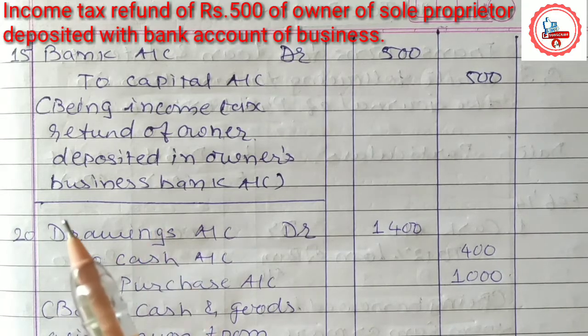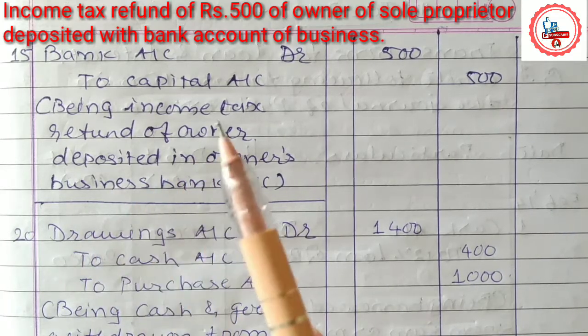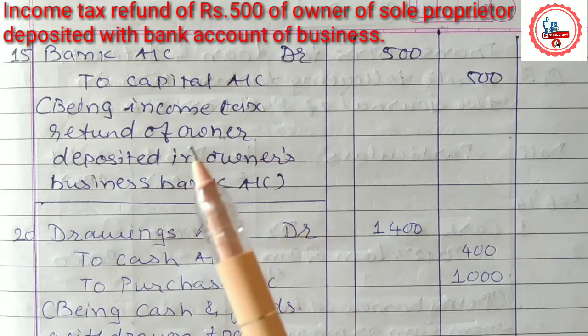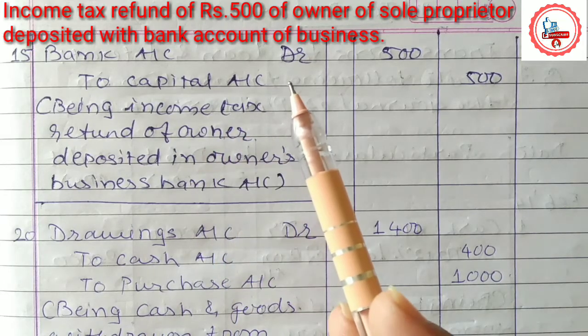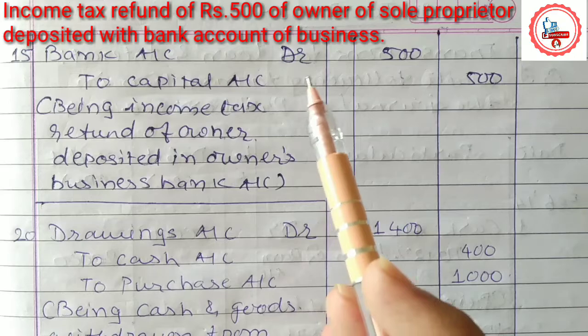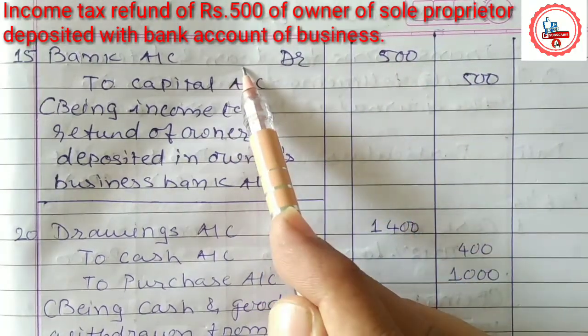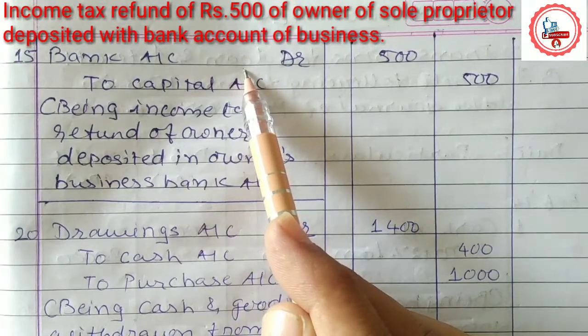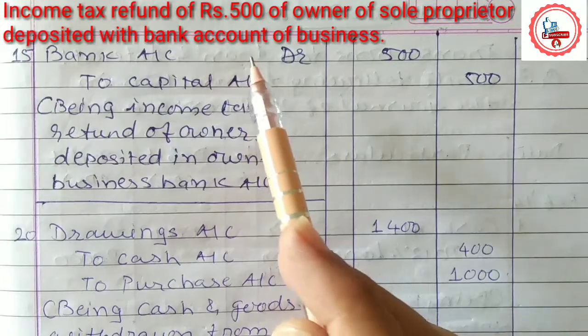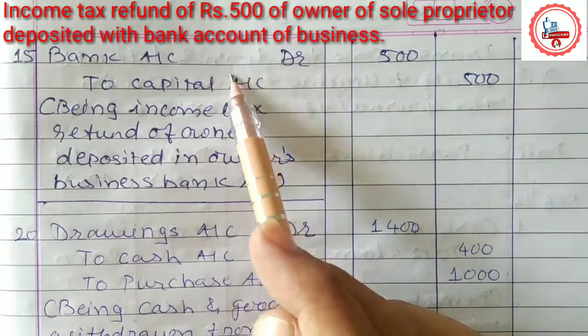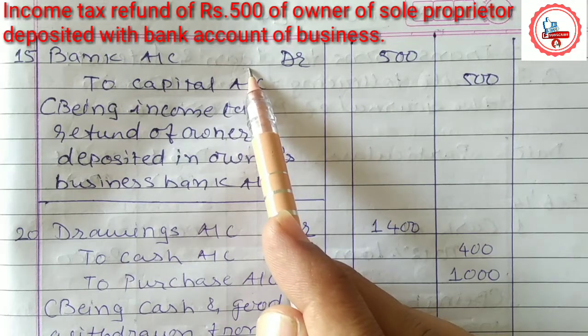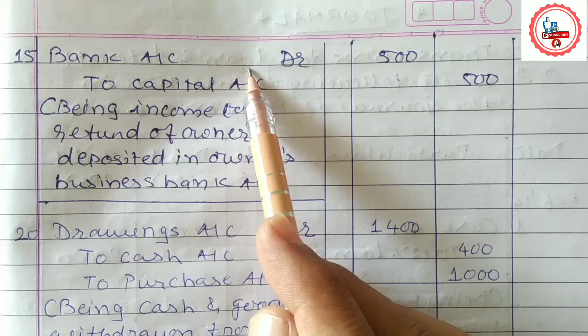That means whenever it was paid, it was treated as drawings. But now, out of the total amount of income tax paid, a certain amount of 500 has been refunded from the income tax department. Earlier it was treated as a personal expense, and now the same amount has been returned and deposited into the bank. That's why that amount of income tax refund is called capital.